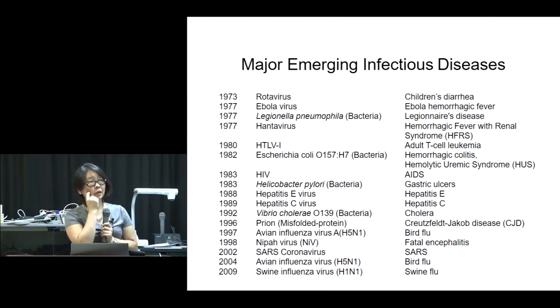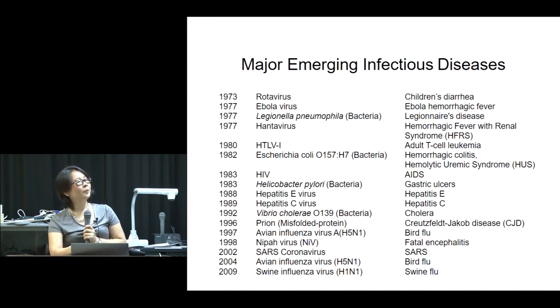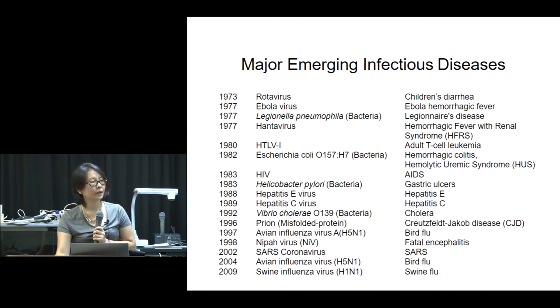So this is a list of the major emerging infectious diseases. You can see here the year to your left. Sorry, I have trouble between right and left. So this is the year where they have been identified, and this is the agent and the disease they are causing.